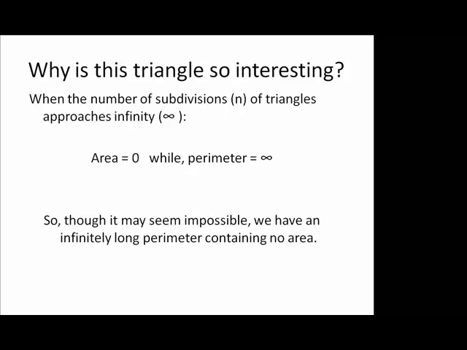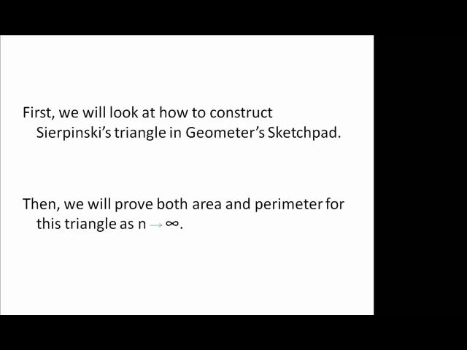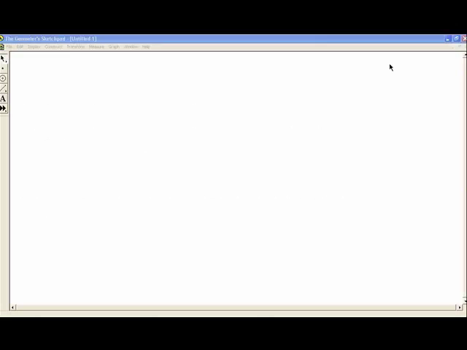Why is this triangle so interesting? When the number of subdivisions, n, of triangles approaches infinity, the area equals 0 while perimeter equals infinity. So though it may seem impossible, we have an infinitely long perimeter containing no area. First, we will look at how to construct Sierpinski's triangle in Geometer's Sketchpad. Then we will prove both area and perimeter for this triangle as n approaches infinity.